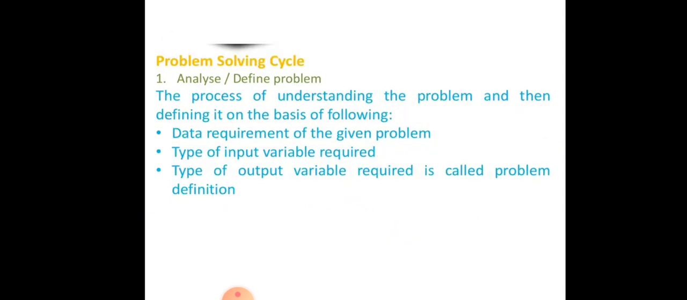The process of understanding the problem and then defining it is based on the following. First, the data requirement of the given problem: the types of input variables required and the types of output variables required is called problem definition. For example, we want to add three numbers, or suppose we want to create a calculator.